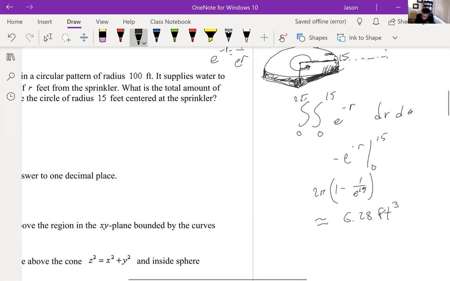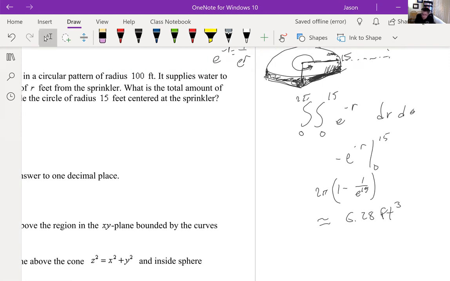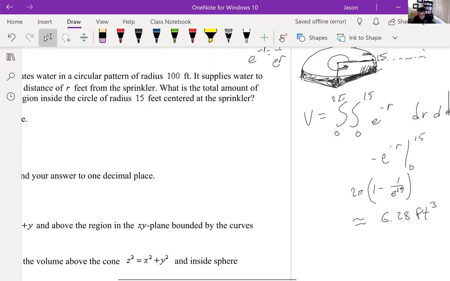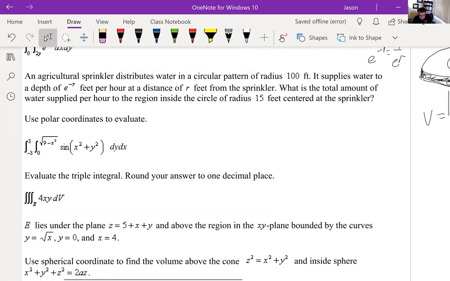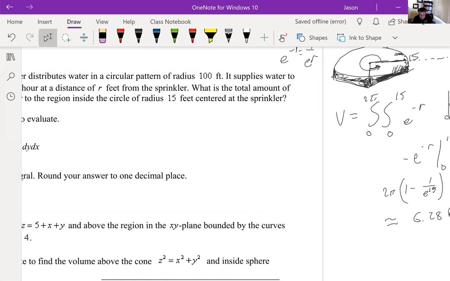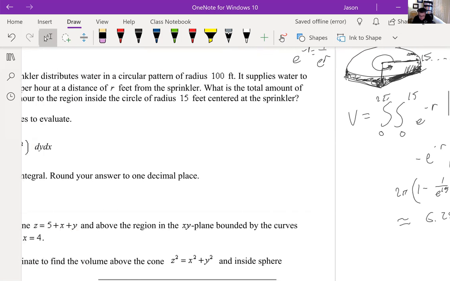Yeah, cubic feet. Okay, because we got feet, and then we do a double integral on that foot, and that's going to give us volume, right? So a double integral gives us volume. What's the volume? Okay, what is the total amount of water supplied per hour? What's the volume of water per hour?